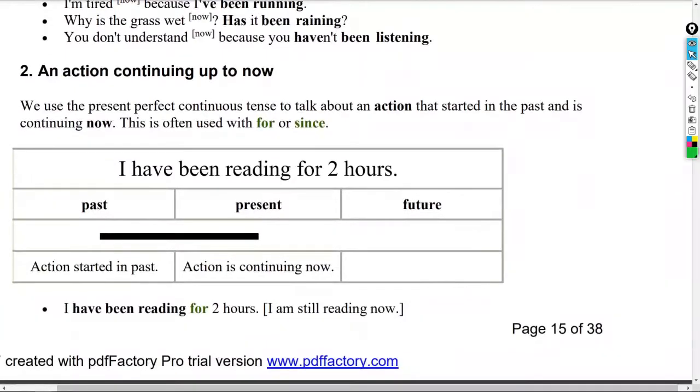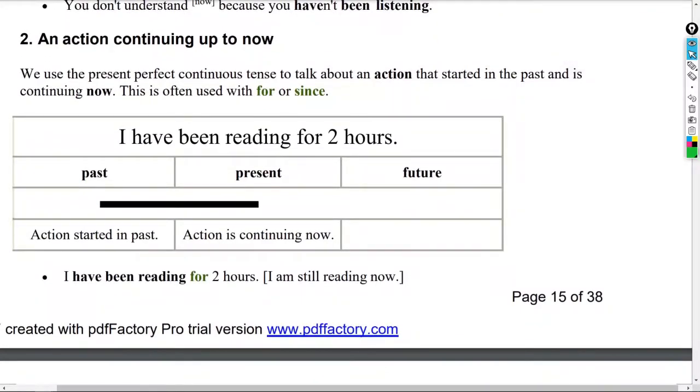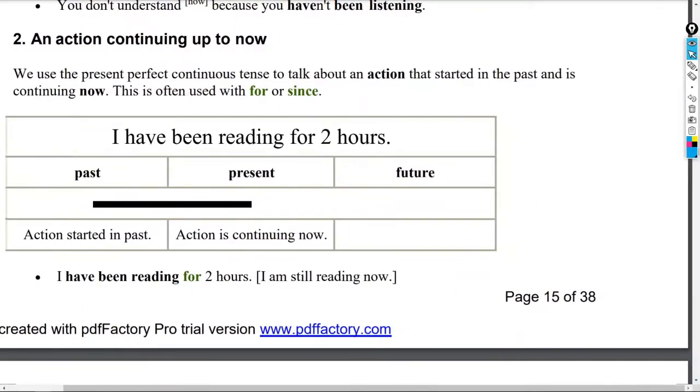Let us see the second one, an action continuing up to now. We use the present perfect continuous tense to talk about an action that started in the past and is continuing at the present time too. This is often used with since or for. I have been reading for 2 hours.